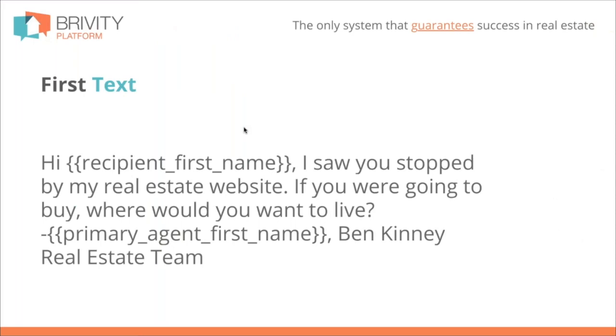There it is. So it's going to say something like, hi, and then we use these things called placeholders, recipient first name. So if they were on our website and they typed in their name as Jimmy Smith, the text is going to say, hi, Jimmy. I saw you stop by my real estate website. If you were going to buy, where would you want to live? We address the query directly. Hi, Jimmy. I saw you were on Zillow looking at a property. I'm Zillow's preferred agent. If you were going to buy, where would you want to live? And then we sign it with Jolene, Ben Kinney Real Estate Team. We only sign the first text with our name. After that, we just let the text go, right?